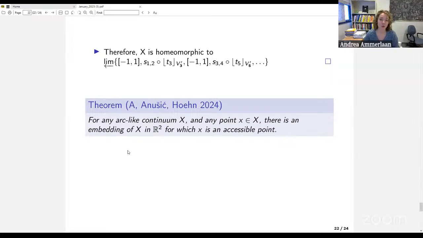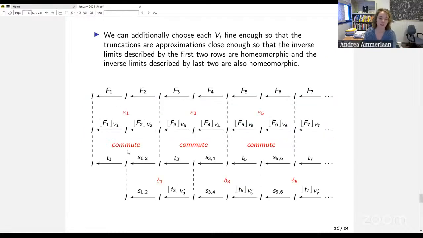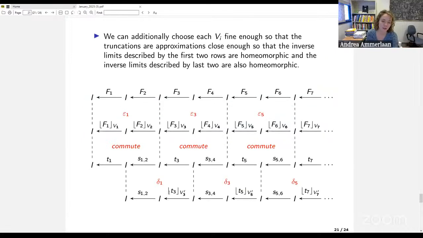So we have that X is homeomorphic to the inverse limit with bonding maps S12 ring T3 truncated with respect to V3 primed, S34 ring T5 truncated with respect to V5 primed, and so on, which are these compositions here. And each of these compositions has no negative radial departures by our construction.